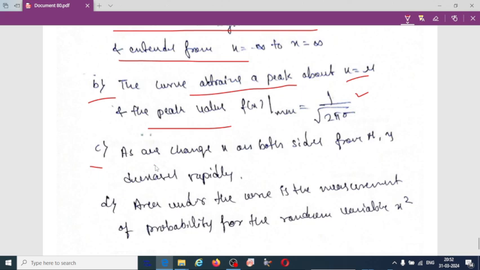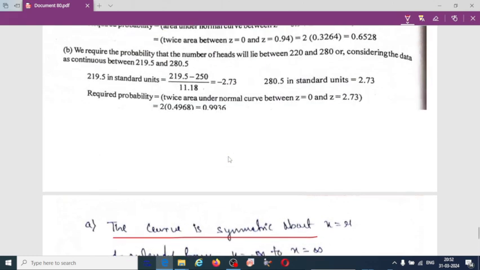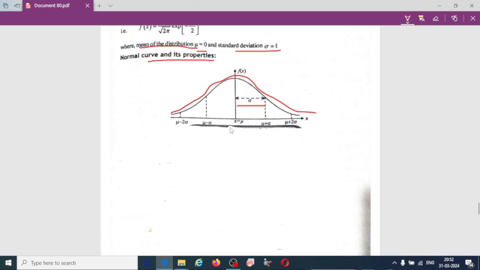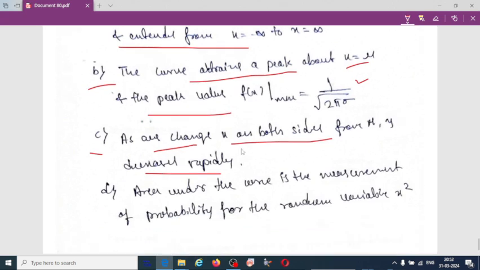Third, as x changes on both sides from mu, y decreases rapidly. If on both sides you go to mu plus sigma, then on both sides it is going to decrease. The last condition: the area under the curve is the measurement of probability for the random variable.